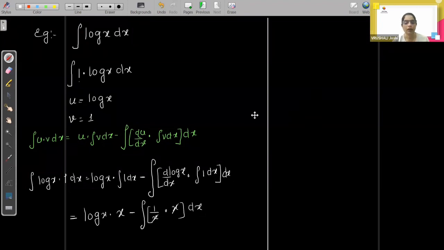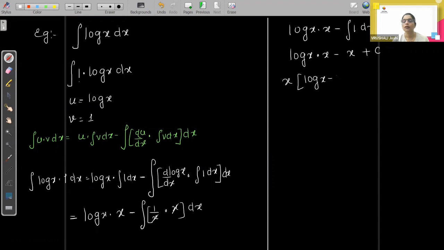What are we left with? We are left with log x into x minus integration of 1 dx. This will be what? This is log x into x minus x plus c. यहाँ पे x will come common: x into bracket log x minus 1 plus c. This is your answer. Correct?